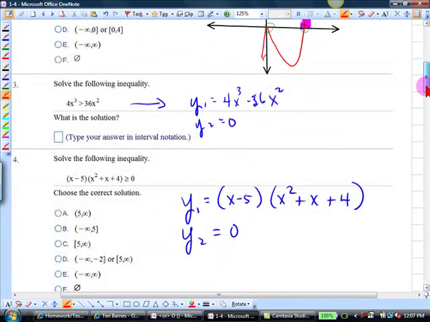Okay. Solve this inequality. 4x cubed is greater than 36x squared. If you're going to your calculator, move the 36x squared over, and so this is what you're putting in y1. So let's see if we can get a picture and do all the work and come up with the interval that is. We're looking for greater than 0.